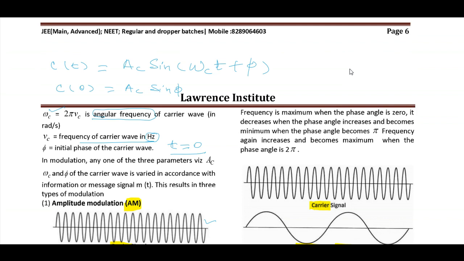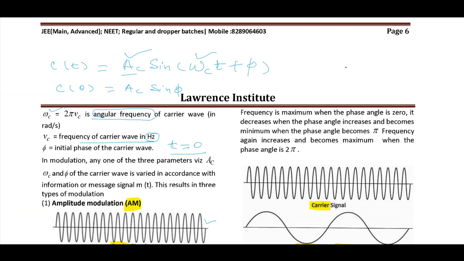So what is important? We have got three variables in the carrier wave. One is amplitude. If we vary amplitude, we get amplitude modulation. If we vary frequency, we get frequency modulation. If we vary phase, then we get phase modulation. With these words, I finish this part of the lecture.